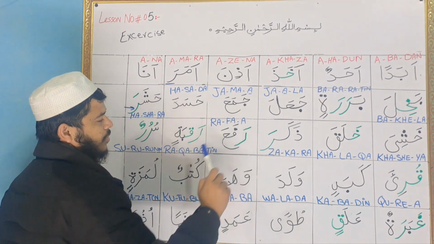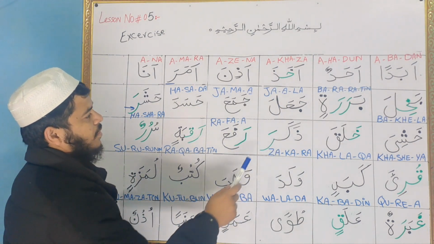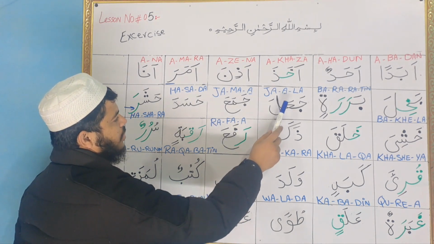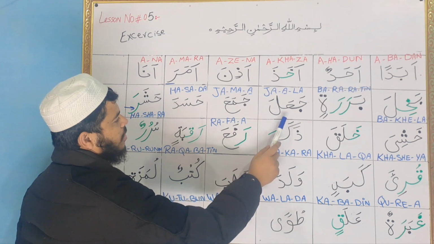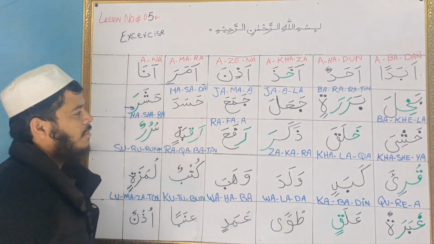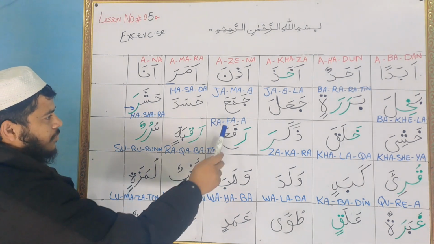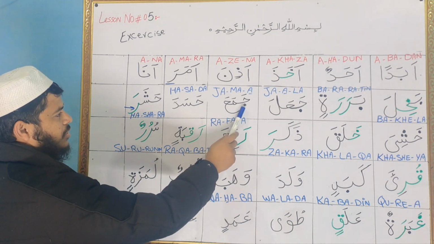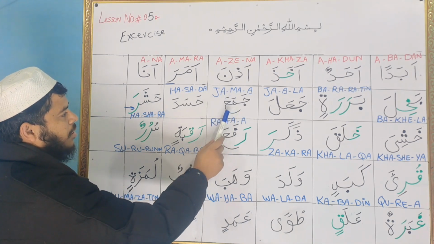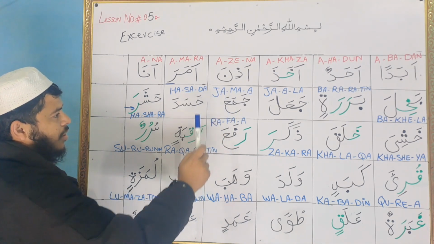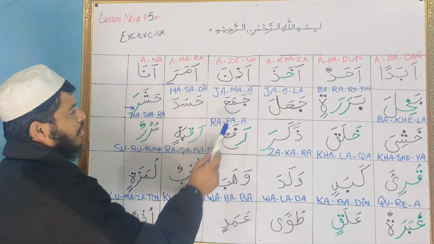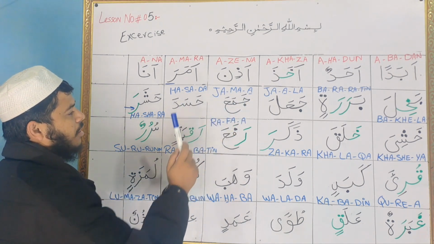Then Jim Fathah Ja, Ain Fathah A. So A with a line underneath will represent the sound of Ain. Ain Fathah A, Lam Fathah La, Ja'ala. Jim Fatha Ja, Mim Fatha Ma, Ain Fatha A, Jama'a. Okay.